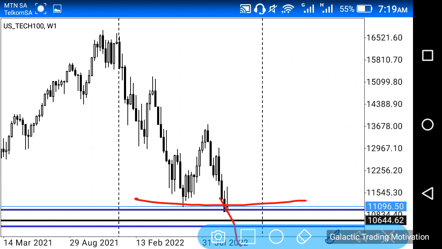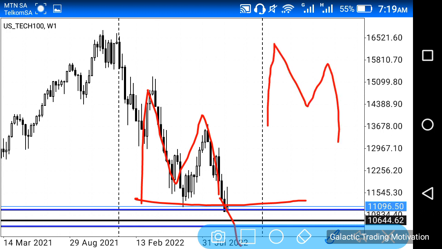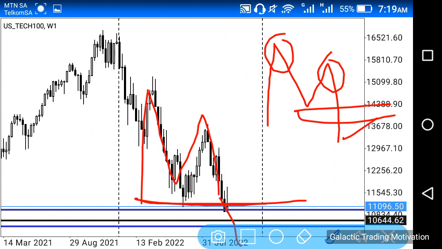And that is also because we have this huge M structure over here. It's actually an overextended M structure where the first leg of that M structure is higher than the second leg, right? And we can see that the neckline at this point has been broken. So what may potentially happen is that price may head back to the neckline to test it, and at that neckline we might see it move further down.